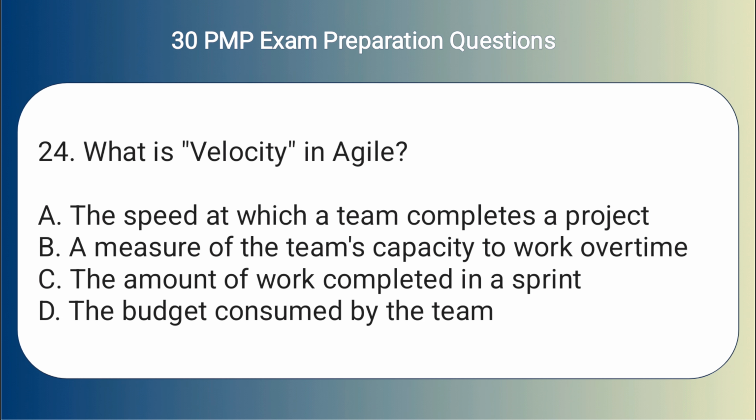Question 24. What is velocity in Agile? A. The speed at which a team completes a project. B. A measure of the team's capacity to work overtime. C. The amount of work completed in a sprint. D. The budget consumed by the team.